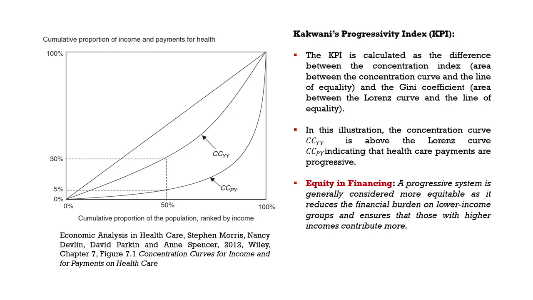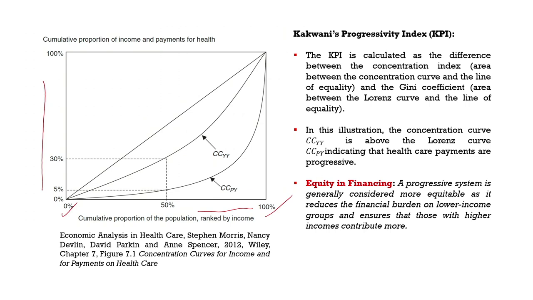Let us have a look at this cumulative proportion of income and payments for health measure here. If you look at your slide, you will see that this figure shows two axes. On the horizontal axis, it represents the cumulative proportion of population ranked by income from 0% to 100%. So, on the x axis you have the cumulative proportion of population ranked by income. The vertical axis represents the cumulative proportion of income or healthcare payments. So, this is also from 0 to 100%.